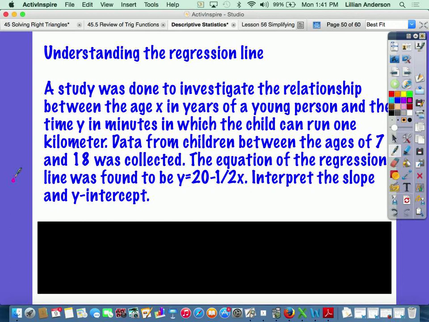What does slope mean normally? It's the change. Change in what? Well, one factor gives you another factor, so what are my 2 factors here? Age and time. Okay, so age is x and time is y. Normally slope is which variable over which variable? Y over x. So technically that is the change in time as they age, right? So my slope is a negative 1/2. So what does that mean?